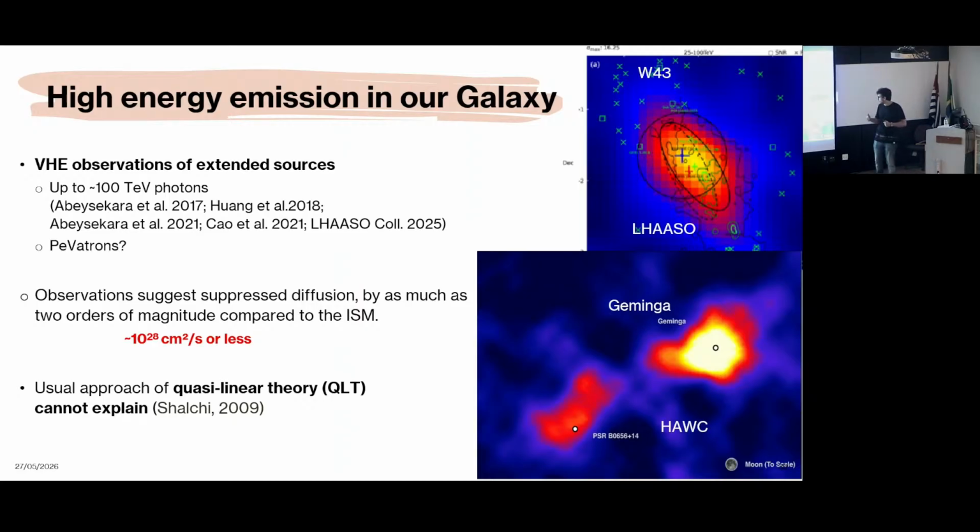But when we look at these regions and calculate how much time the cosmic rays need to spend around the sources to understand this emission, we find that we should have a diffusion coefficient of this value or less. The problem is this is about 2 orders of magnitude less than we have in the ISM, and we don't currently have a good model for diffusion that could explain this. The usual quasi-linear theory that people use to study diffusion of cosmic rays doesn't quite explain these values.